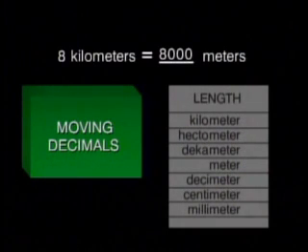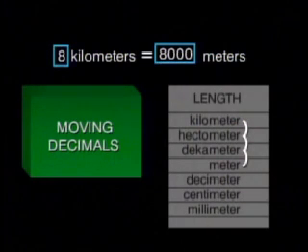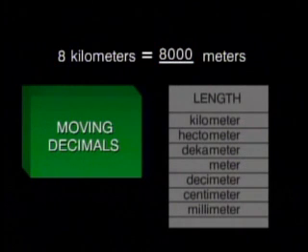In this problem, we changed from kilometers to meters. A meter is 3 units smaller than a kilometer. We moved the decimal 3 places to the right. That's the same as multiplying by 1,000. Moving decimal points is a simple way to convert between metric units.